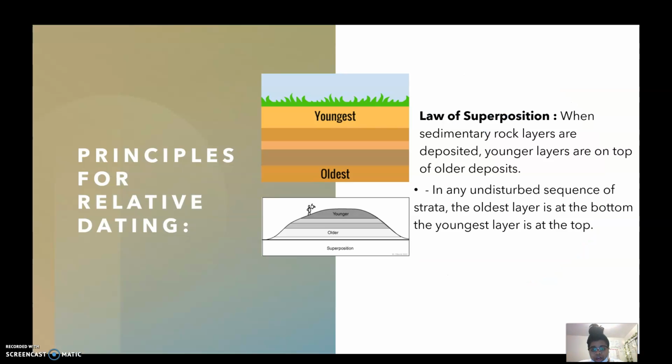First, we're going to talk about law of superposition, which is the most basic form of each of the laws. Law of superposition is when sedimentary rock layers are deposited and younger layers are on the top and older layers on the bottom. So the most simple definition of it. And then the example.